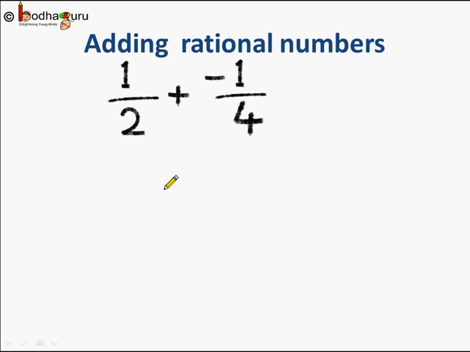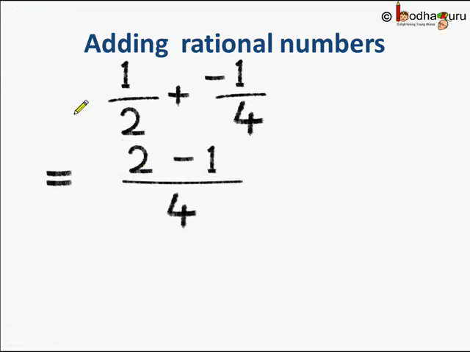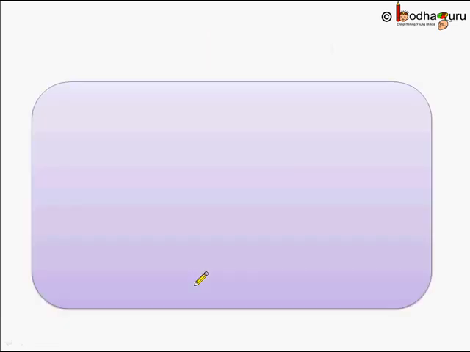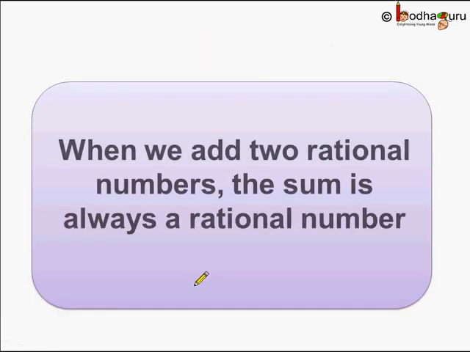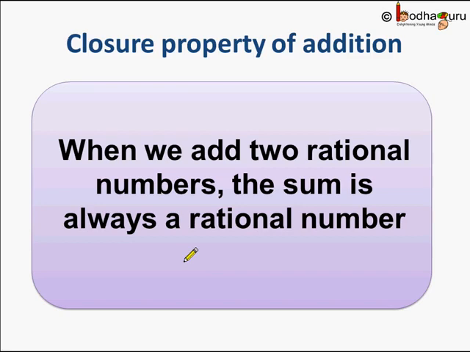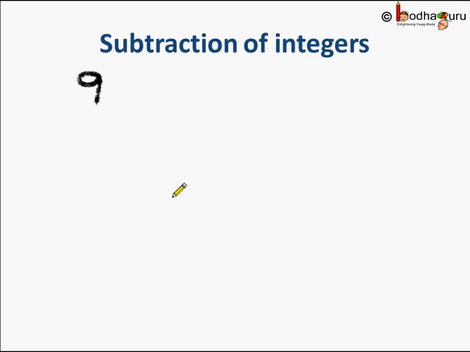Let's add two rational numbers and see what happens. Taking LCM of 2 and 4, we get 4, and in the numerator we get 2 minus 1. So the answer is 1 by 4. What do we see here? This is a rational number, 1 by 4. So we can say when we add two rational numbers, the sum is always a rational number. This is the closure property of addition.